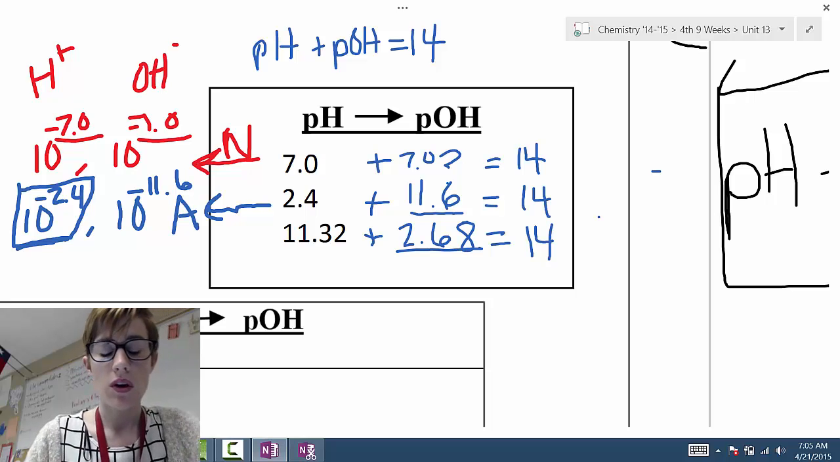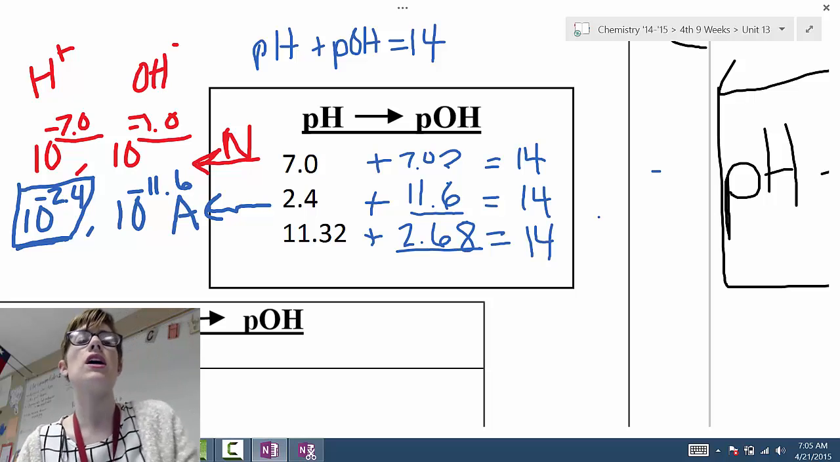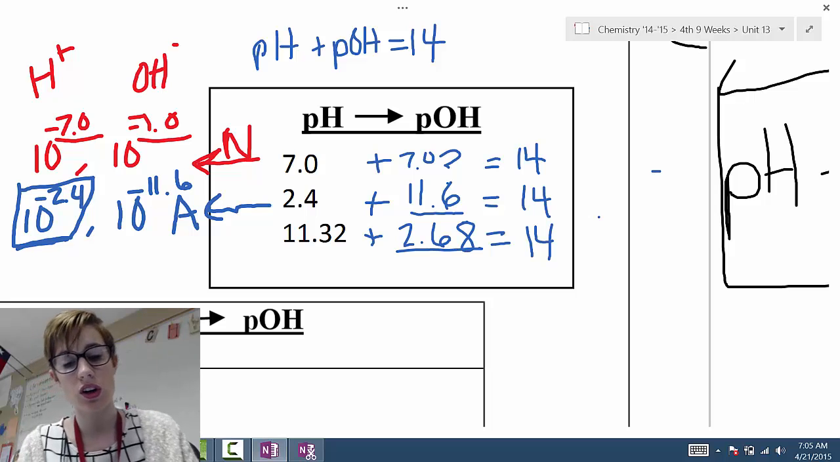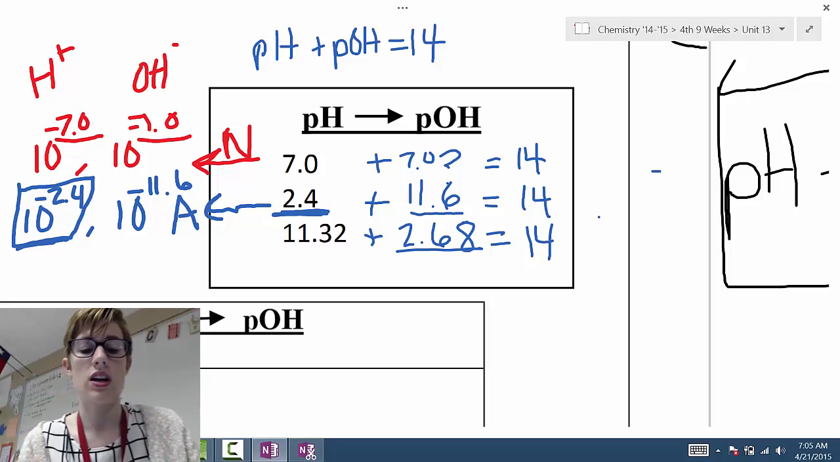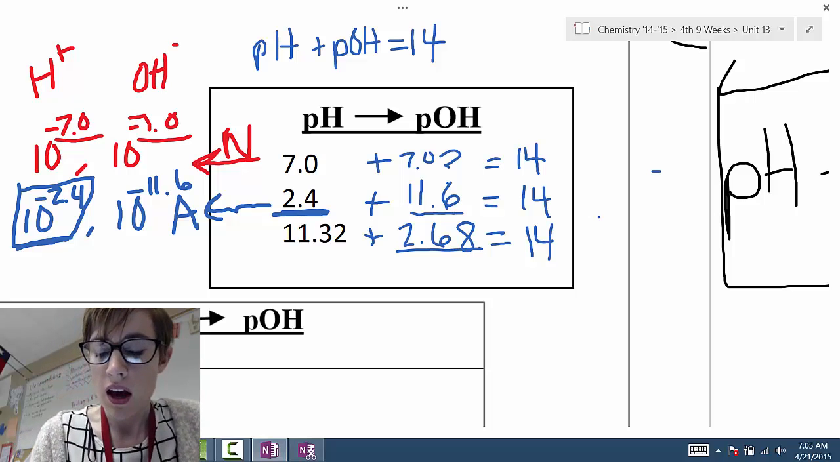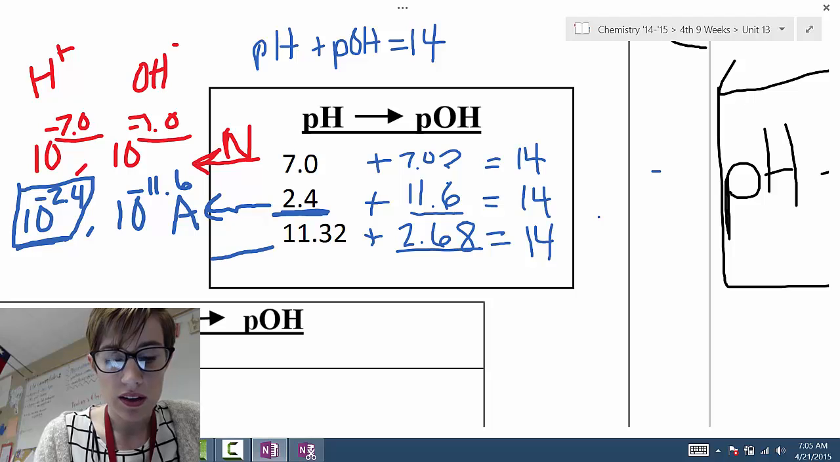Now, if we want to know whether it's a strong acid or a weak acid, we could go back to the pH scale that I drew earlier, and we could see that since this number is between 0 and 3, it's considered a strong acid. All right, now let's look at the last one.